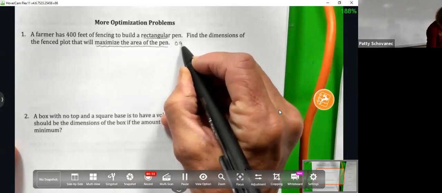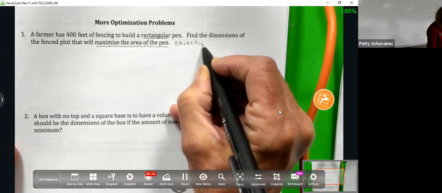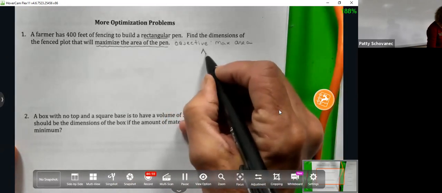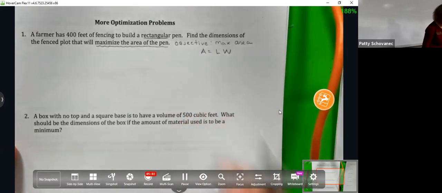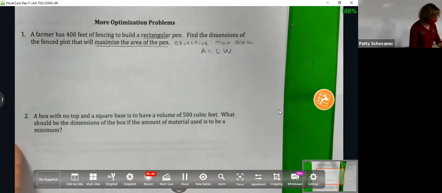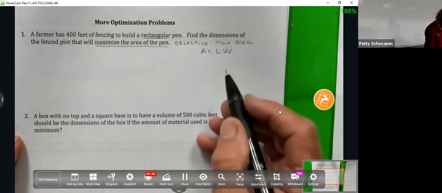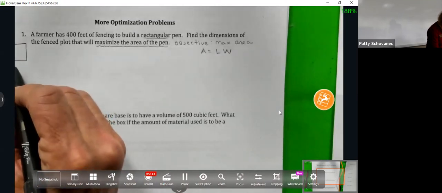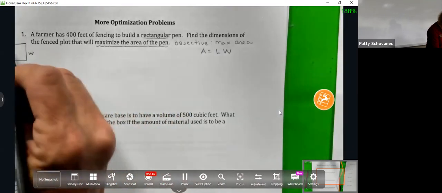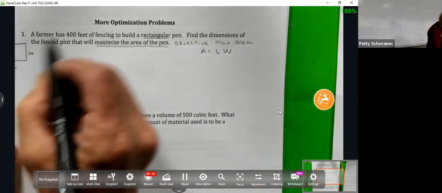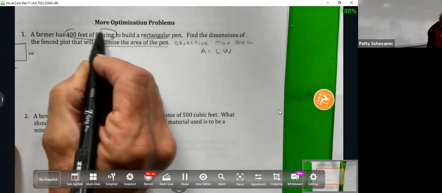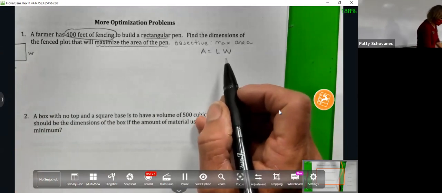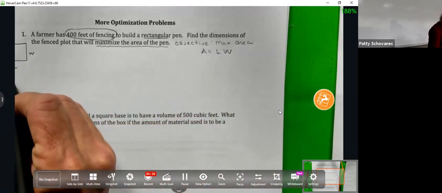So our objective, we want to maximize area. And since it's a rectangle, area is just the product of the 2 dimensions. Now we need to figure out what we have here. We have our rectangle going all the way around. And we've got 400 feet of fencing. So there's the number that we're going to use to get rid of one of my extra variables. So we write a side equation that gives me the amount of fencing.